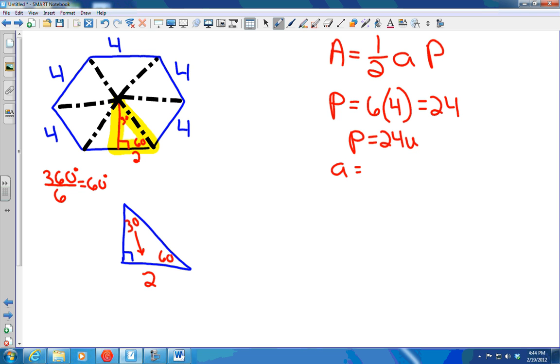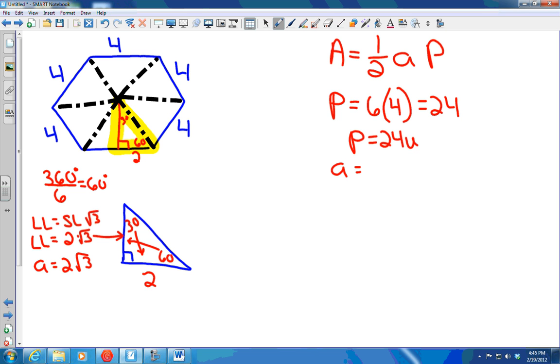I want my long leg. I want that long leg there. That's the apothem. And so I know the formula says that the long leg should be equal to the short leg times the square root of 3. So my long leg, which is my apothem, should equal the short leg times the square root of 3. All right, so there's my apothem.